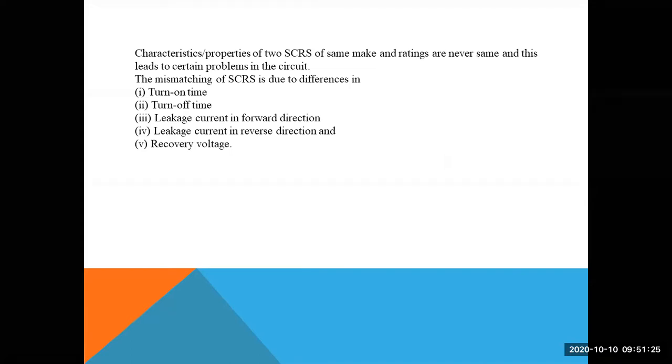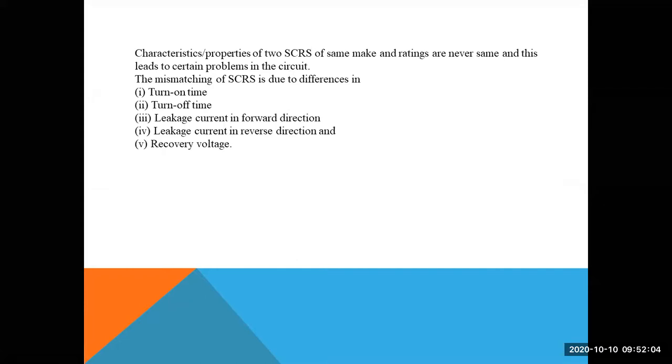The third and fourth points make a difference in voltage ratings. There is a difference in on-state voltage rating. And the fifth one is recovery voltage. Recovery voltage also differs. These are the mismatches due to the different properties of SCRs of the same making and rating. So this is the drawback.